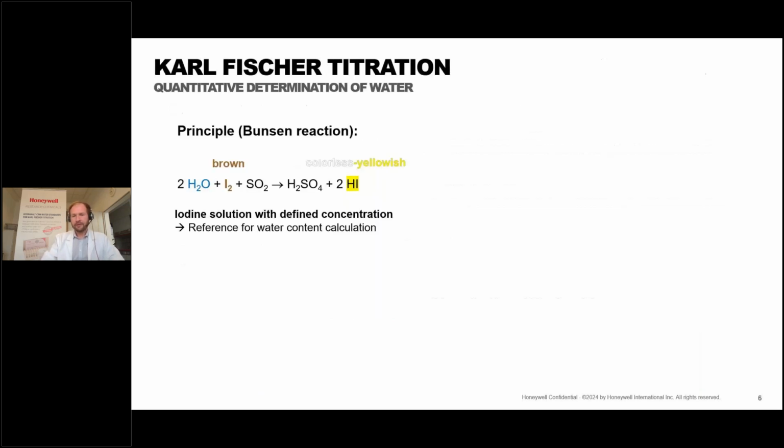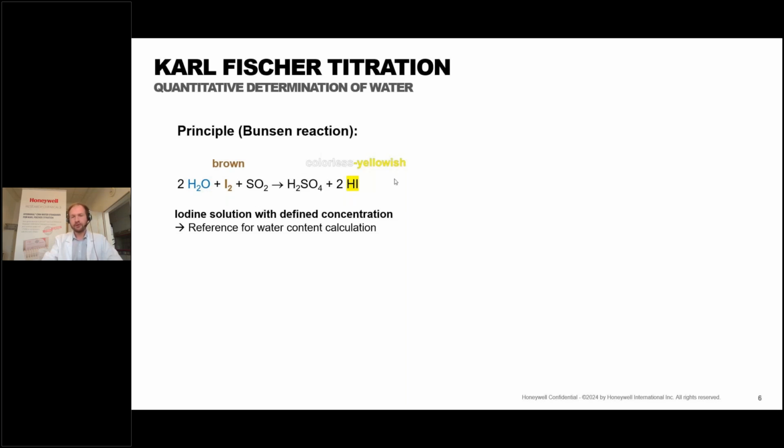The Karl Fischer titration relies on the reaction of water with iodine in the presence of SO2. The interesting thing is that if you mix water with iodine, then no reaction will happen. And if you mix iodine with SO2, there will also be no reaction. Only if you mix all three compounds together, then the brown iodine solution will react selectively with water and SO2 to give colorless sulfuric and hydroiodic acid.